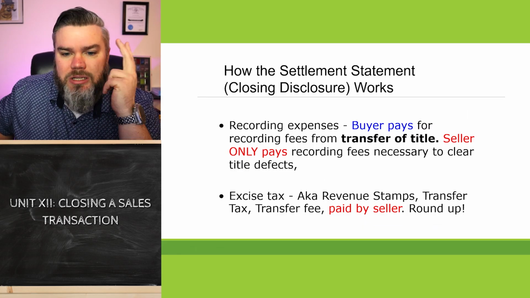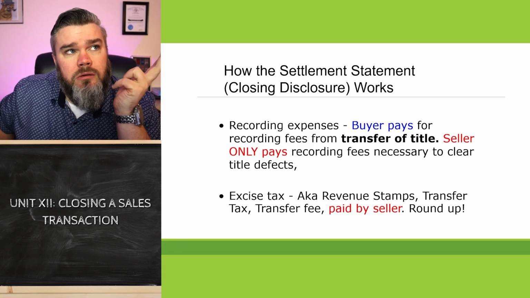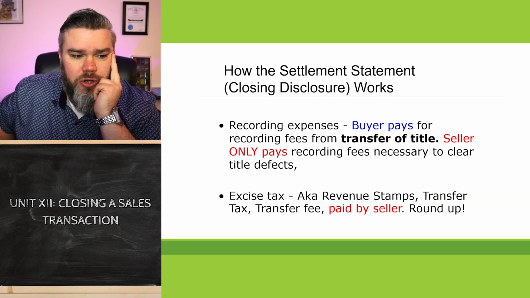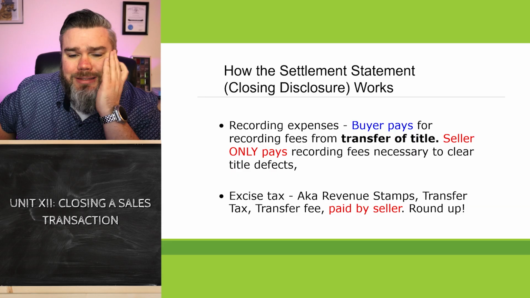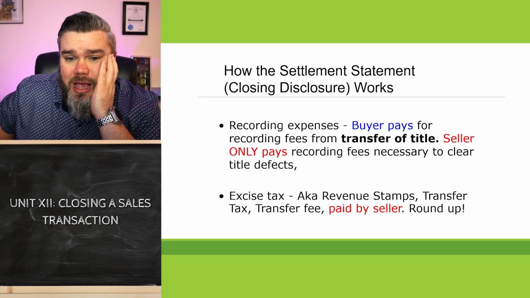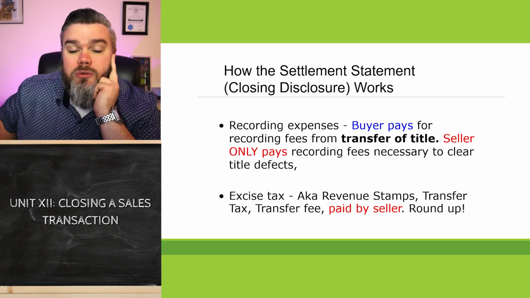Word of caution on the test, folks. Remember, with excise tax, as it defaults to the seller, number one, always do what the math question tells you to do. Don't ever think you're smarter than the math question. Could you have a problem where it says the buyer's paying the excise taxes? It's possible. Could you have a problem where it says charge the buyer the day of closing? It's possible, right?